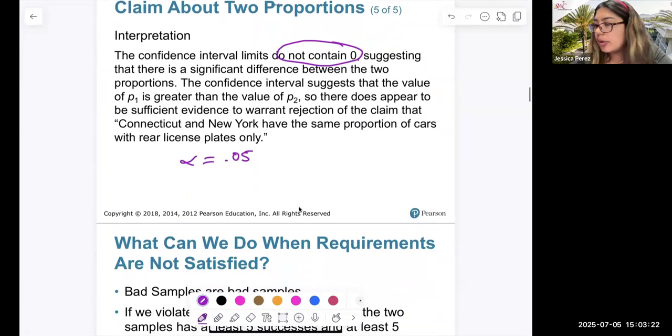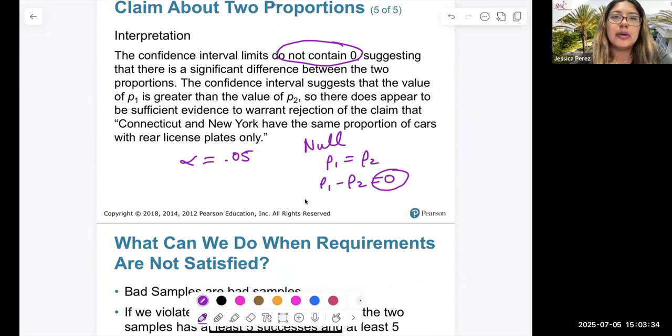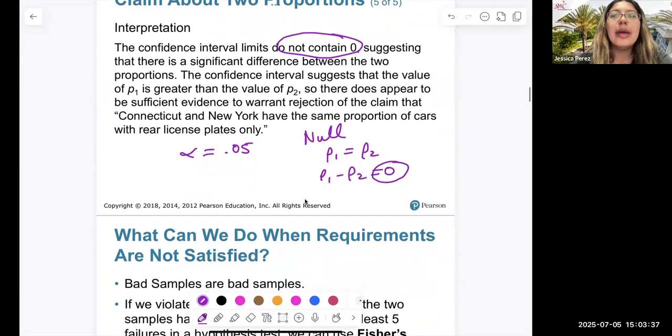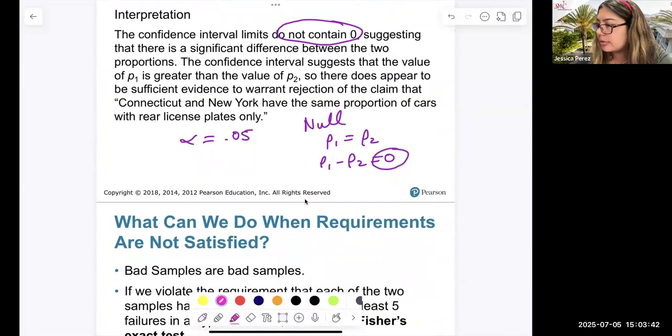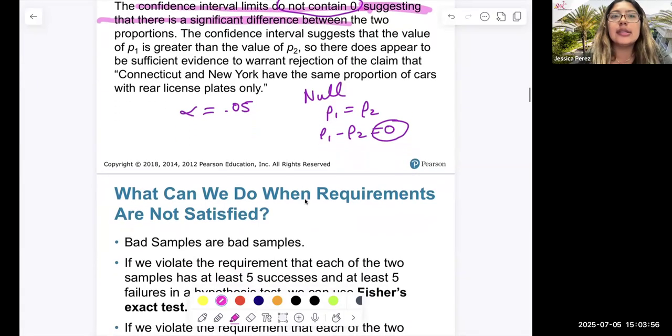So then here, what can we say? Well, the null was P1 is equal to P2. That means that P1 minus P2 is equal to 0. But 0 doesn't show up there. The interval doesn't contain it. Okay, that means that there is a significant difference between the two proportions. So let's highlight that. Since the confidence interval does not contain a 0, that means that there is a significant difference. If 0 was contained, then there's not a lot of a difference, but in this case, there is.